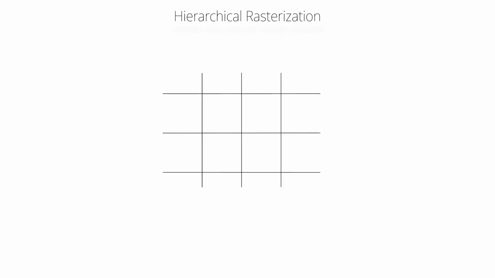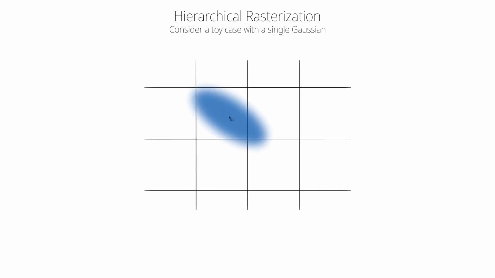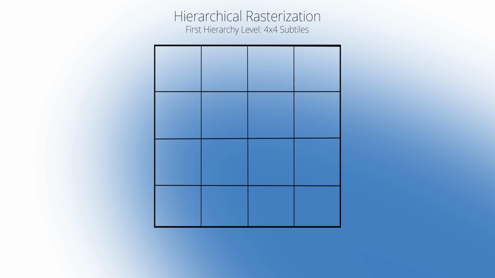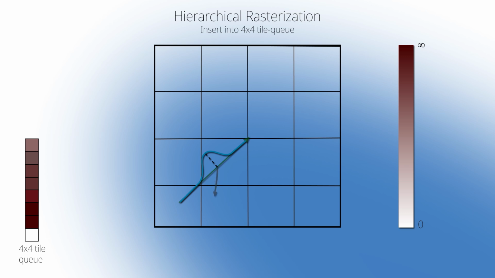We propose inserting additional resorting levels during rendering. Consider this toy example with a 1D Gaussian. For easier visualization, we only consider one tile made up of 256 pixels. The first hierarchy level is a 4x4 tile. We compute the depth as in per tile pre-sorting, now taking the center of the tile for the view ray. We insert the computed depth into the 4x4 tile queue and perform resorting.